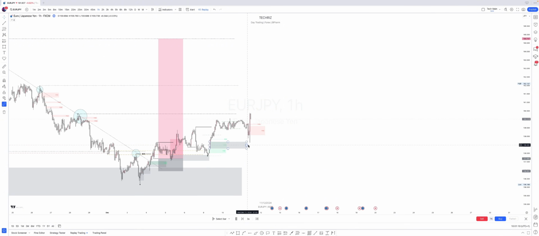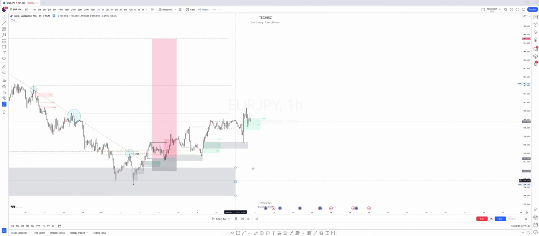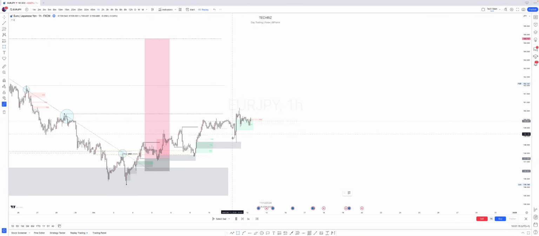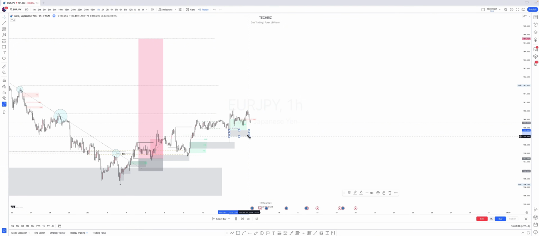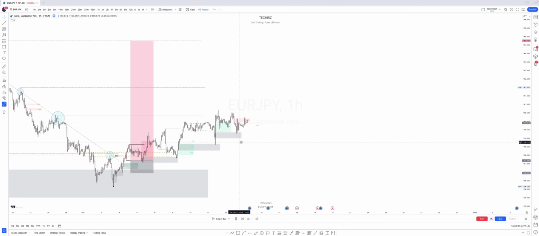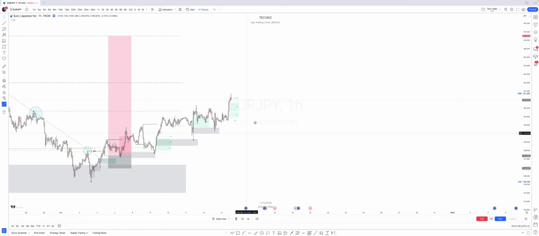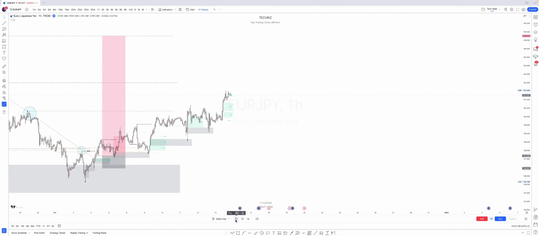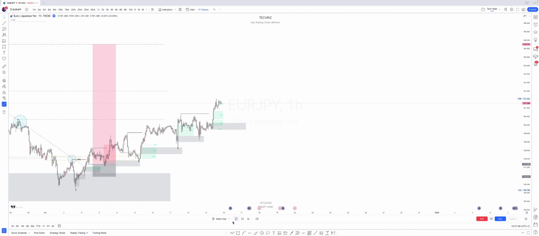So you can just be riding continuations. When price breaks structure, you ride continuations. Another block again after a break, accompanied by an FVG, which gives it some sort of validity, right? You can see this, and we should also be expecting price to come into this zone as well.